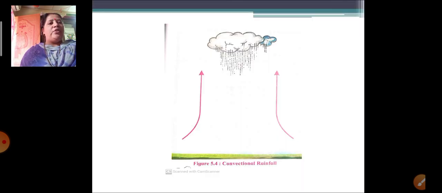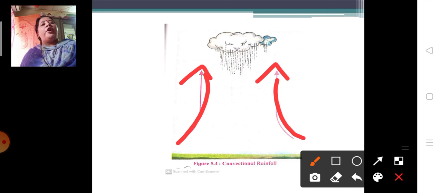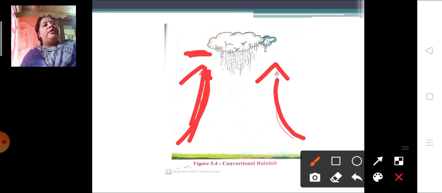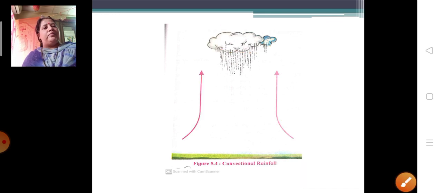You can see over here the upward flow of hot air. You can see these red color arrows going up. The red arrows show the vertical flow of hot air. Because of the vertical flow of hot air, air goes upwards and it condenses over here due to the temperature decrease and clouds are formed. This is called convectional rainfall.